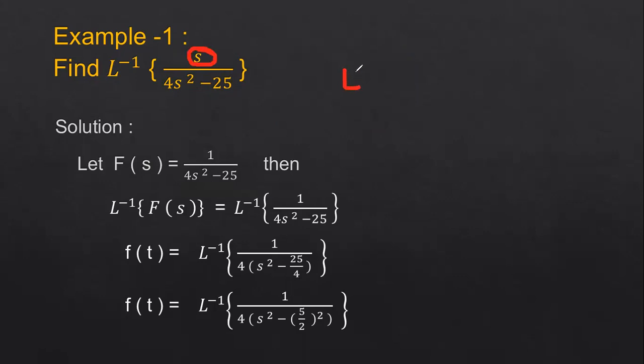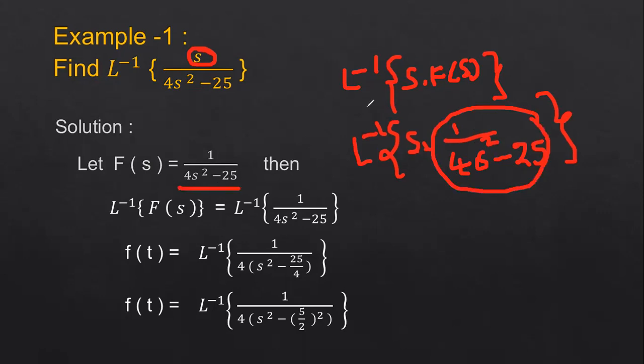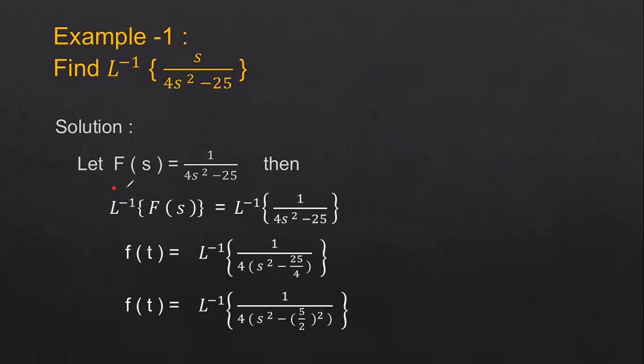Because this can be separated as s into f of s. This can be divided in this way, s into f of s. From this, Laplace inverse of s into, what is f of s? That is nothing but 1 by 4s square minus 25, so Laplace inverse of s into 1 by 4s square minus 25, and this can be your f of s. So from this, apply Laplace inverse on both sides.